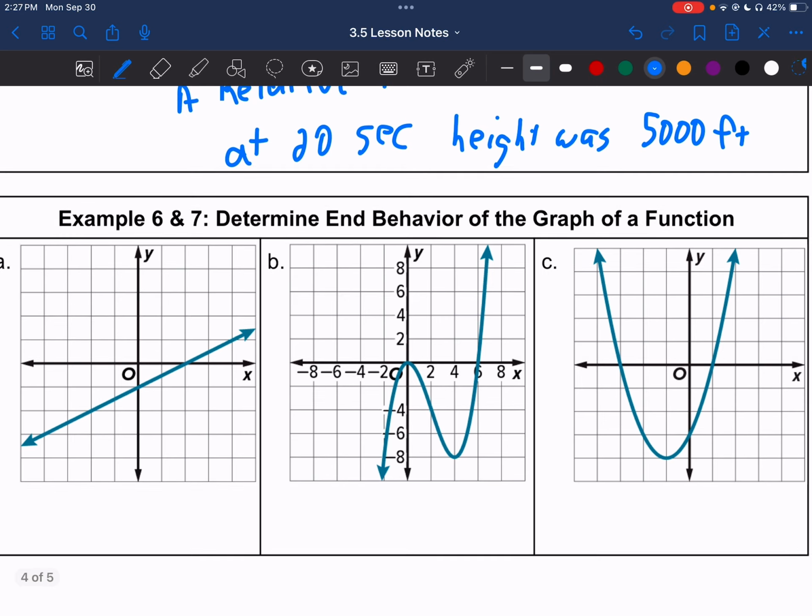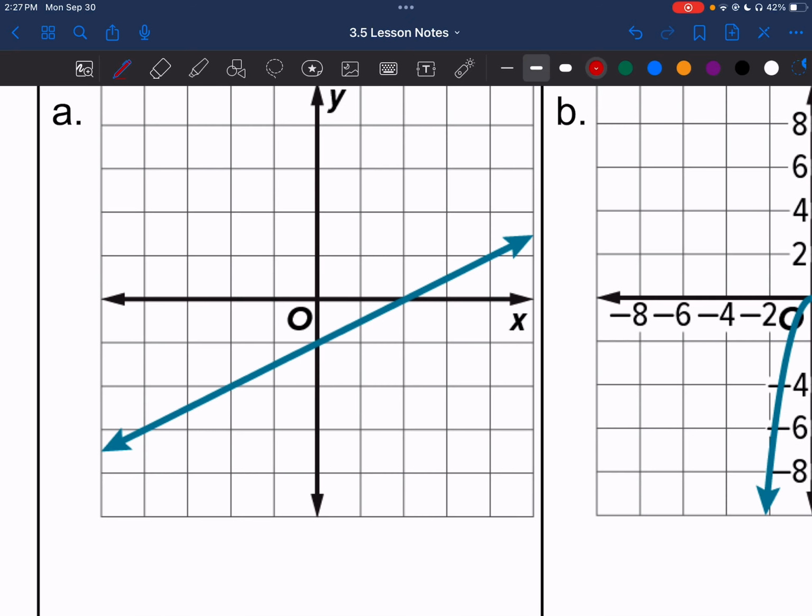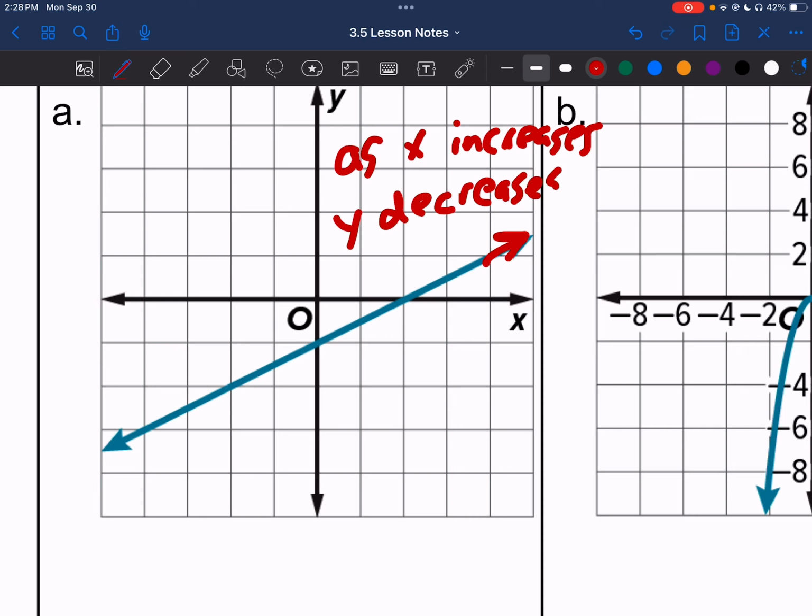Examples 6 and 7 are combined, and it's going to be determine end behaviors of graphs, so linear and nonlinear graphs. The thing we're looking for is the arrow at the end and what it's doing. So at the right end of graph A, as x increases, what's going to happen to y? Y decreases. And on the left side, as x decreases, y decreases.